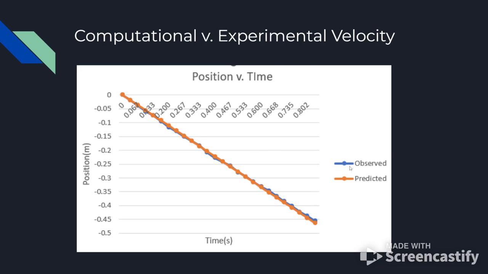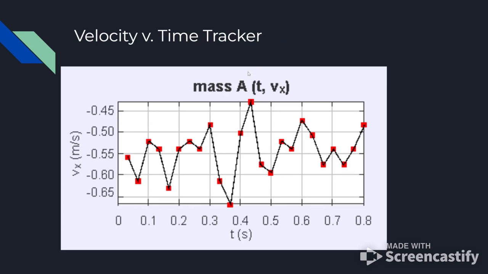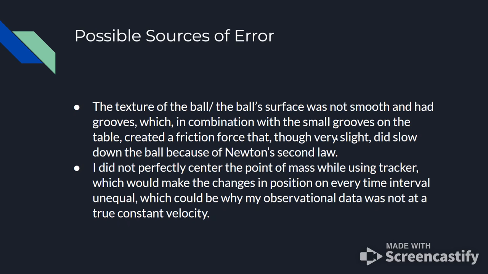Comparing our observed versus predicted data, they are pretty similar. They're pointing in the same direction. They're pretty close together. The observed data is poking out a little bit behind the predicted data, so it is not actually at a constant velocity. And you can kind of see in this velocity versus time graph that it is not constant, and this is because we are ignoring the air resistance and friction that are actually happening.